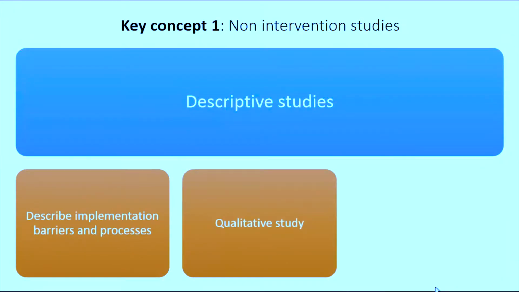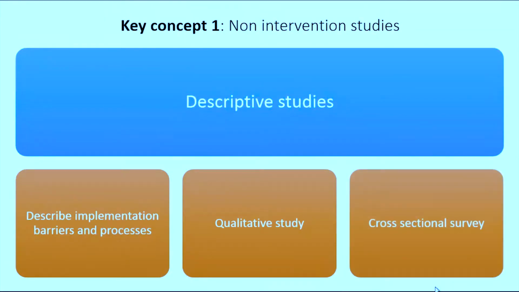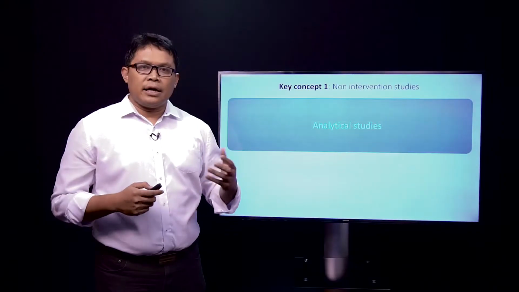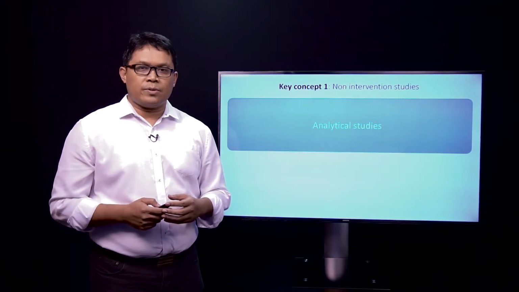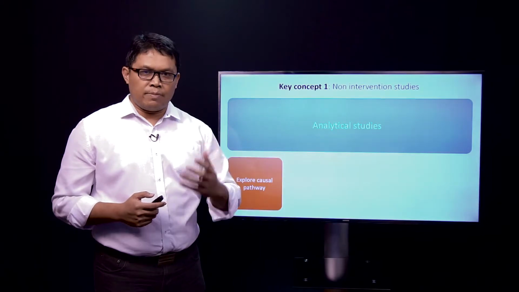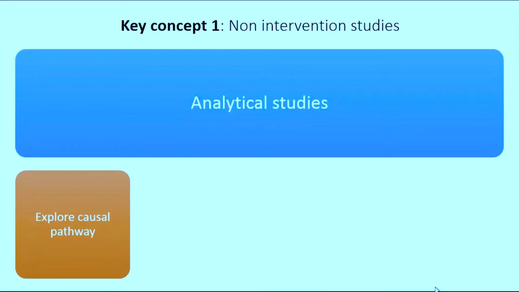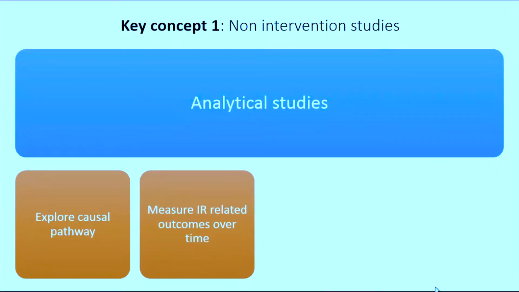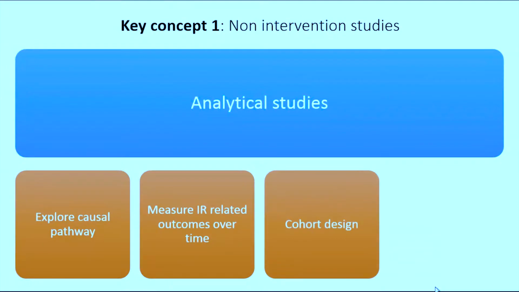And we can use both qualitative study, different types of qualitative study, but also quantitative study, which mostly uses cross-sectional survey. In the analytical studies, we try to explore different causal pathways of determinants of implementation problems. We can also measure IR-related outcomes over time. And here, we use mostly cohort study design or case control study design.